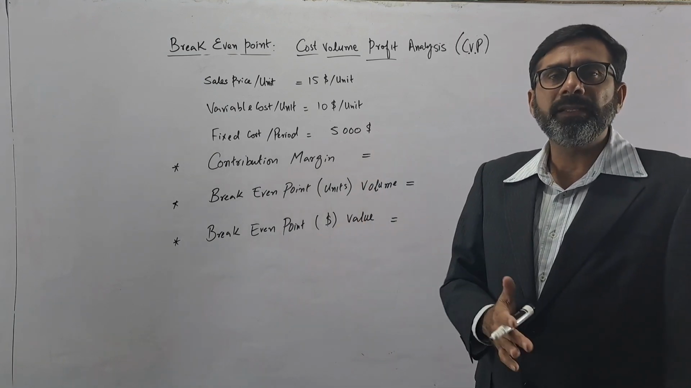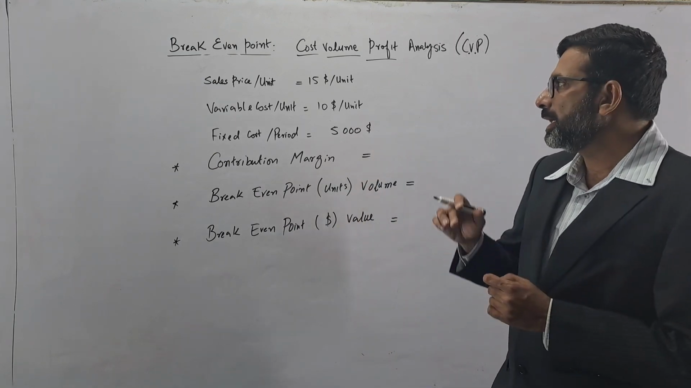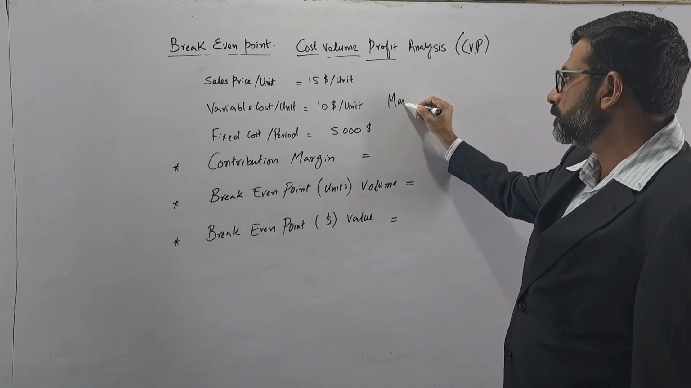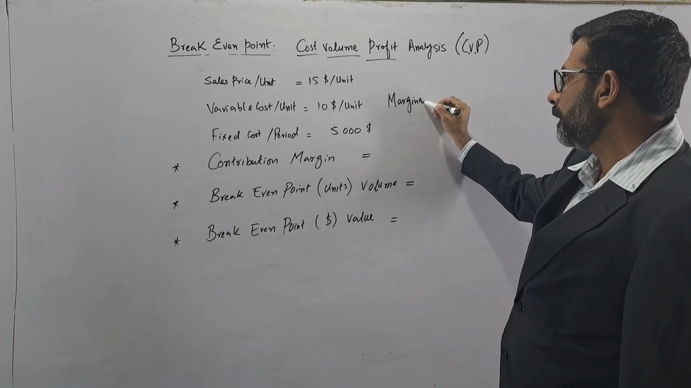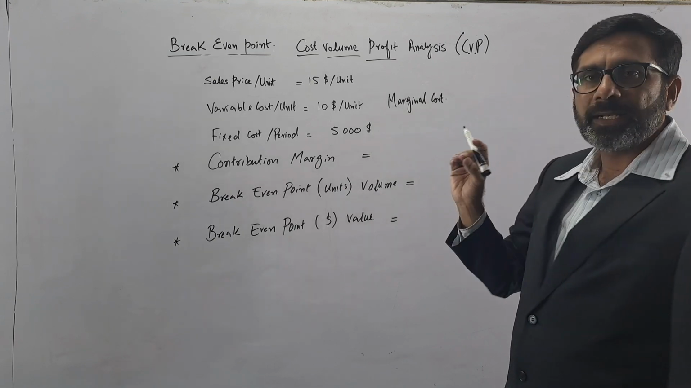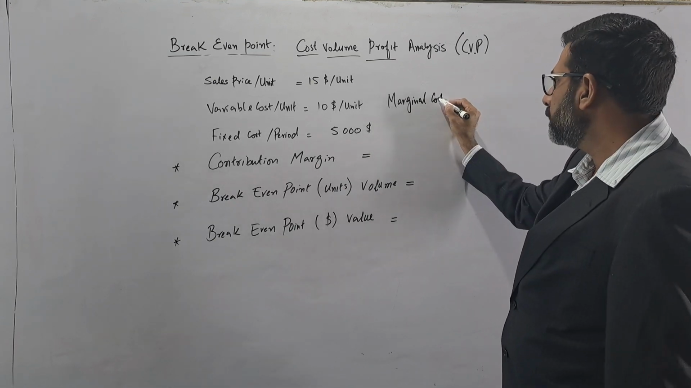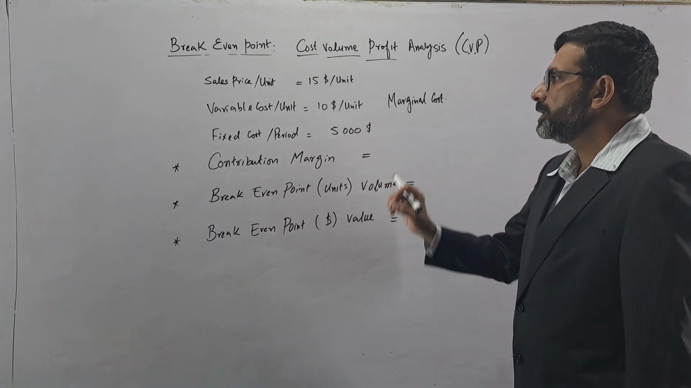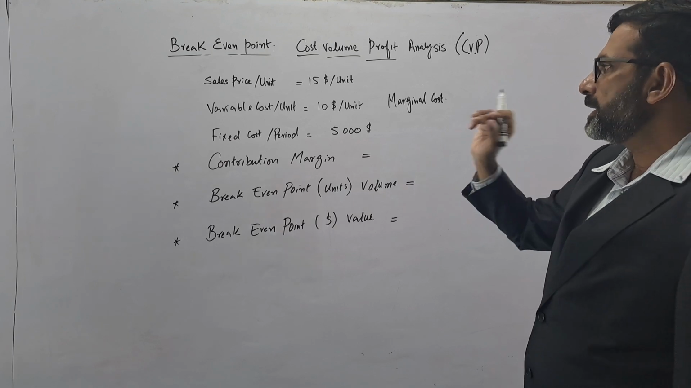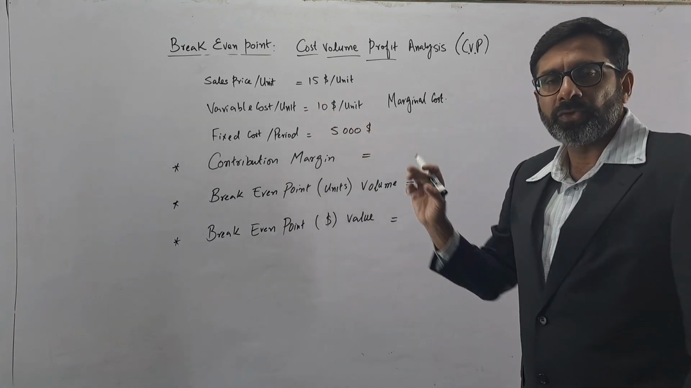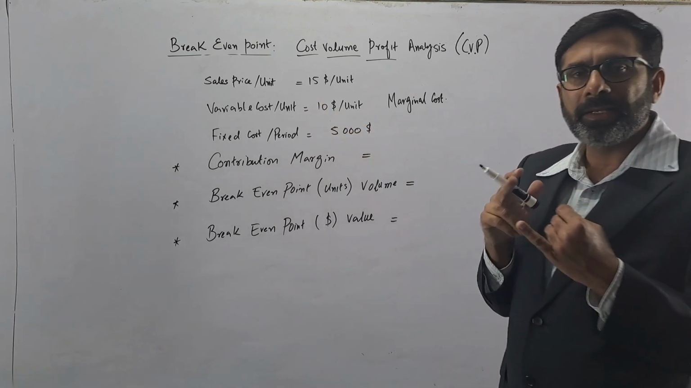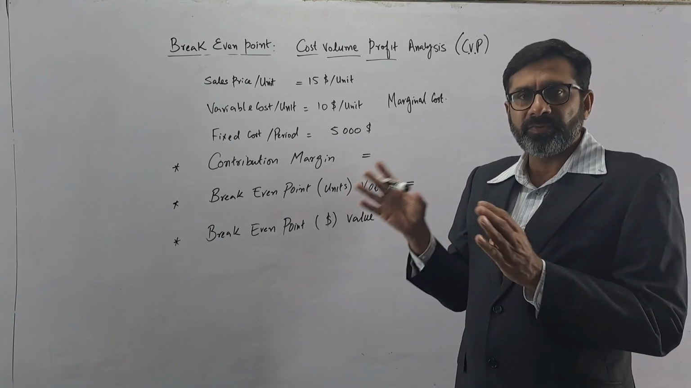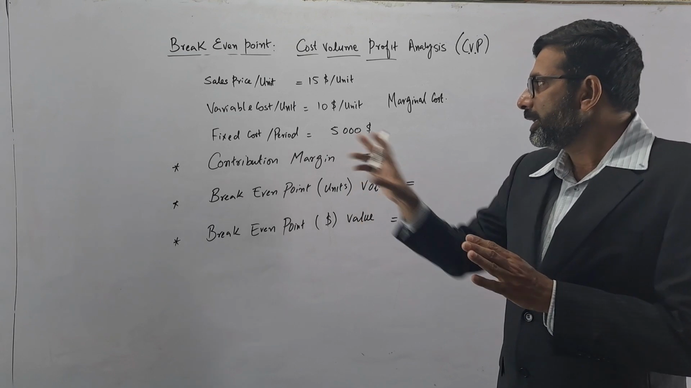Before understanding the contribution margin, you have to understand a very basic thing, which is the marginal cost. If you understand the concept of marginal cost, you will automatically understand the concept of contribution margin. Let's take a simple example. The variable cost per unit, like direct material, direct labor, and other manufacturing expenses like fuel, is $10.